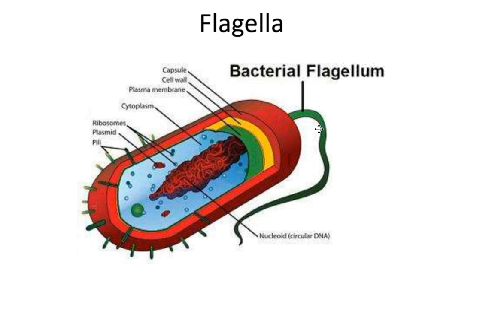A flagella is another example of a microtubule. It's a long whip-like structure that can move the cell, almost like a propeller or a paddle. Bacteria cells have flagella. Sperm cells also have a flagellum in order to propel them to their destination.